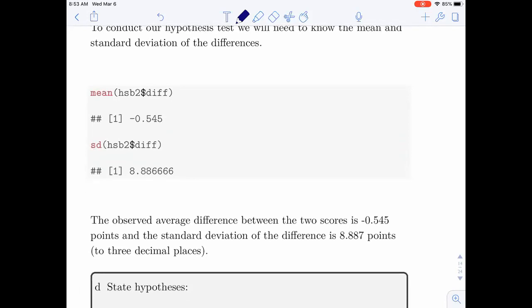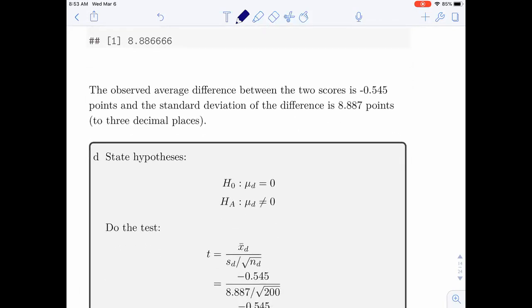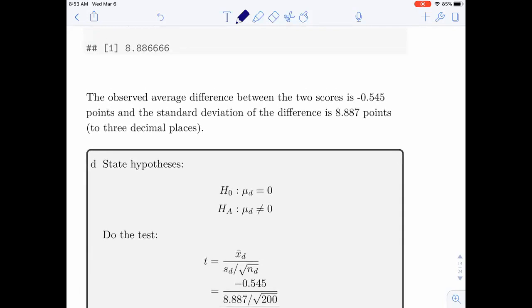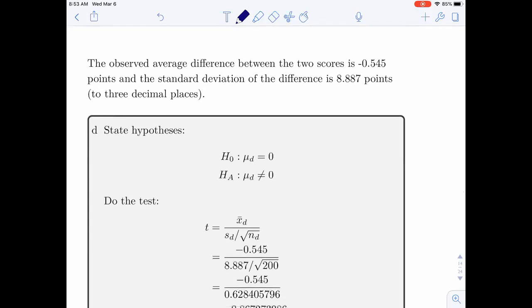So then I calculated the mean and the standard deviation of the differences. And so now I have everything I need, because how many differences are there? There's 200 differences, because there's only 200 students. Even though they had 2 observations each, there's only 200 differences. And so I'll just add on here that n diff is 200.